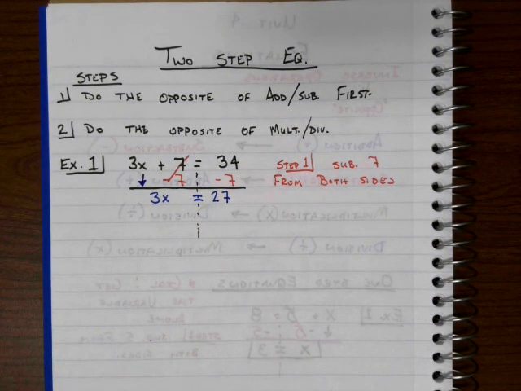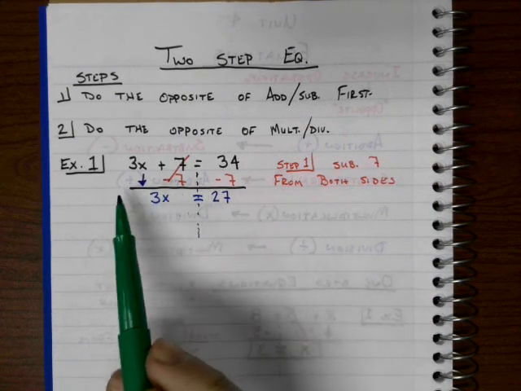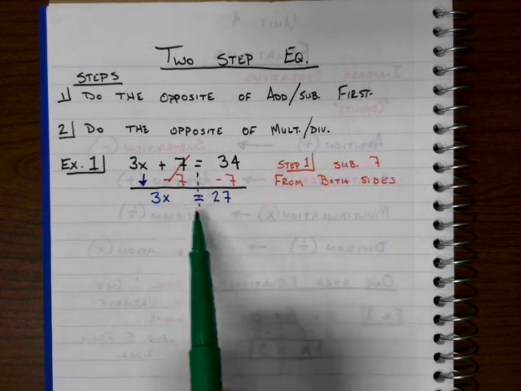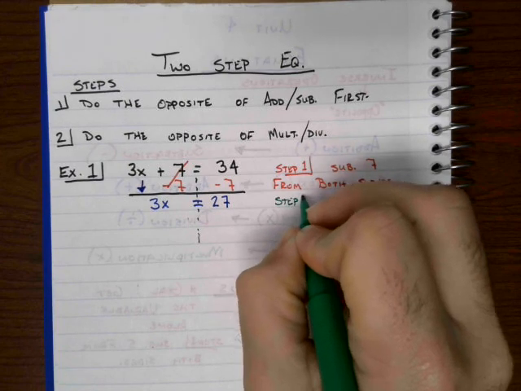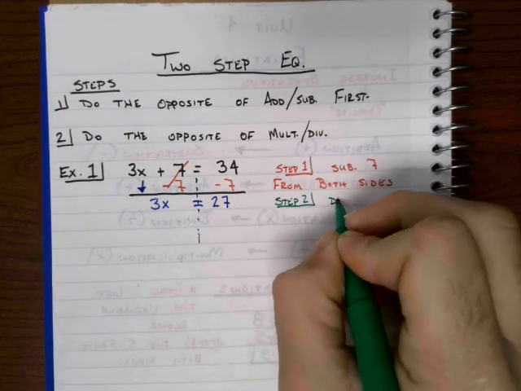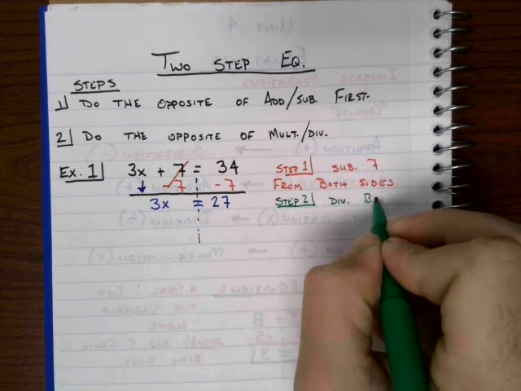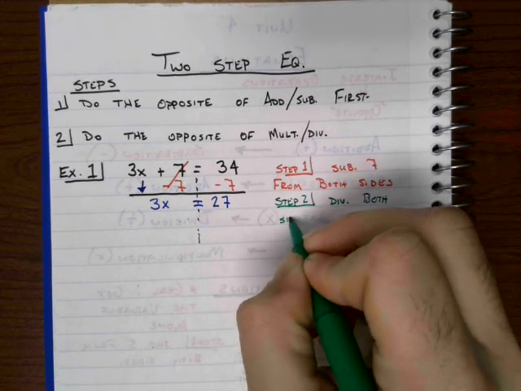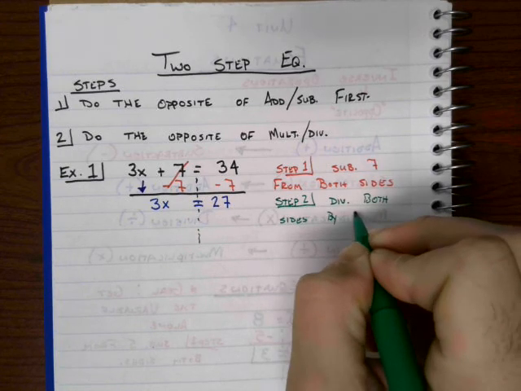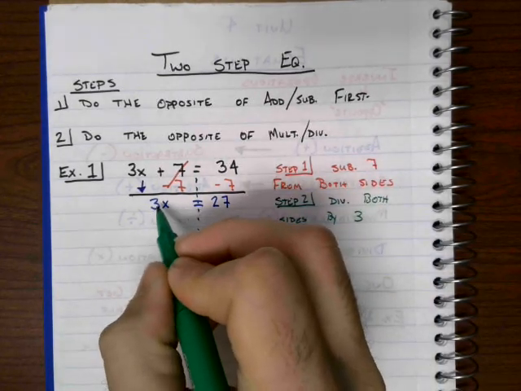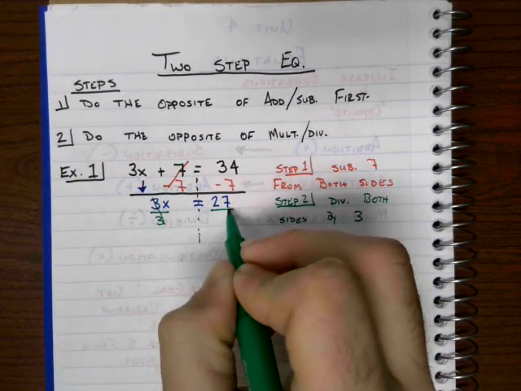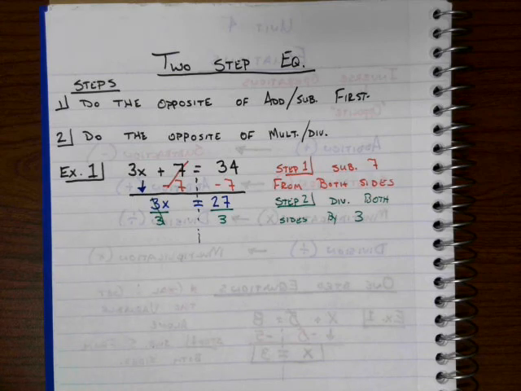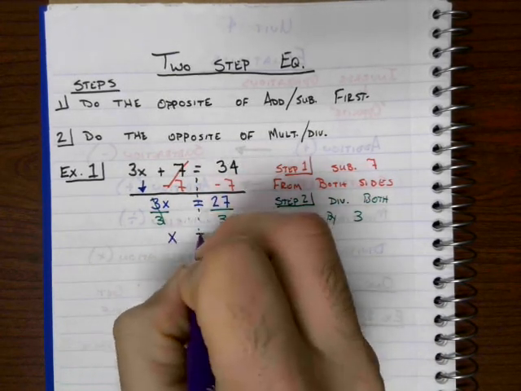Now what do I have? Now all I have is a one-step equation. So I've gotten rid of my first step here. Now I have a one step just like we did previously. So then step two is going to be divide both sides by 3. And why are we using division? Because this is multiplication. The opposite of multiplication is division. So divide by 3, those cancel. What you do to one side, you do to the other. All that's left here is x equals 27 divided by 3 is 9.